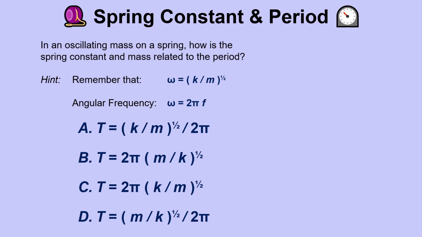With this question, it's just a bit of algebra. We're just setting the angular frequency equal to 2 pi f. We know frequency is 1 over time, and then we're solving for time. So put those pieces together, do a bit of rearranging, work through the algebra, and see what you get for the time period, how it's related to the spring constant and mass.